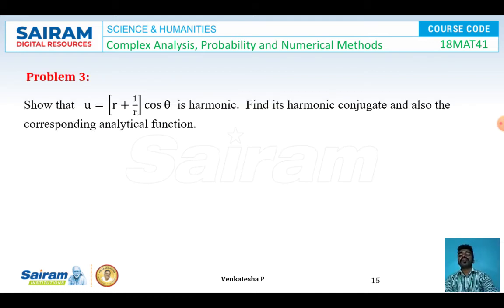Problem number 3. Show that u is equal to (r plus 1 by r) cos theta is harmonic, and find its harmonic conjugate and also find the corresponding analytic function. Since the problem is given in polar form, we are supposed to find ∂u/∂r, ∂u/∂θ, ∂²u/∂r² and ∂²u/∂θ². And we have to prove that ∂²u/∂r² plus 1 by r into ∂u/∂r plus 1 by r² into ∂²u/∂θ² is equal to 0 to prove u is harmonic.